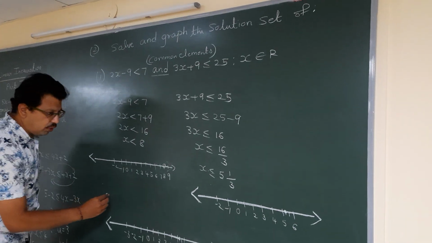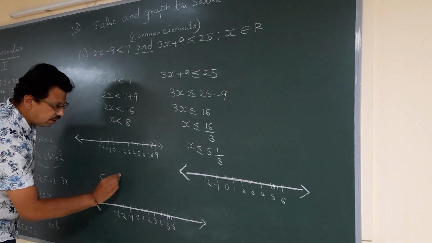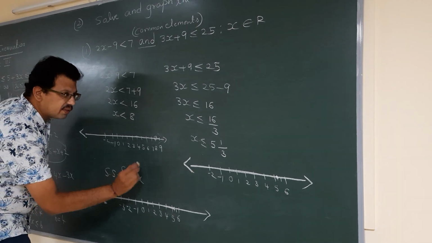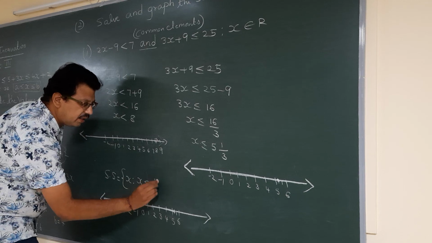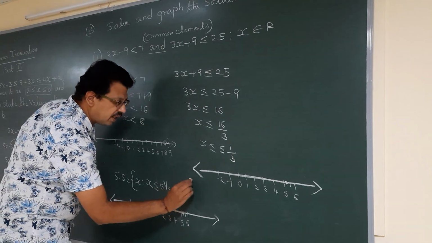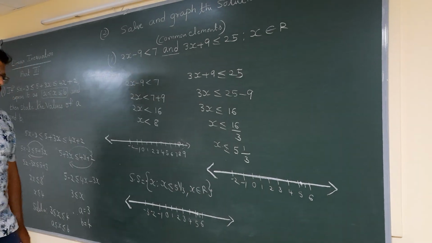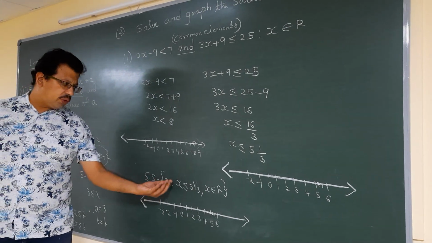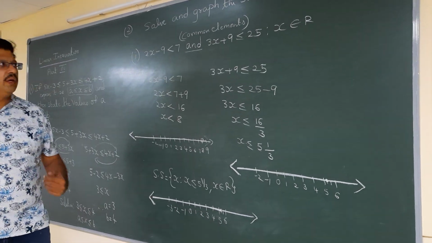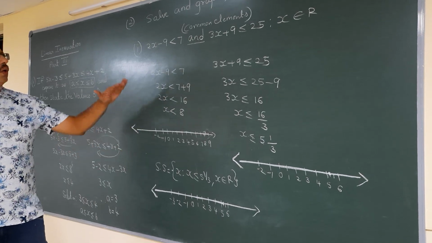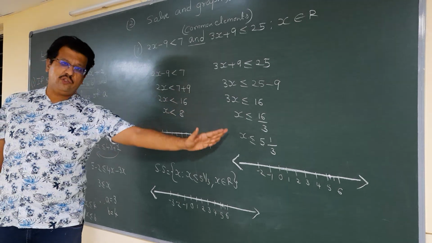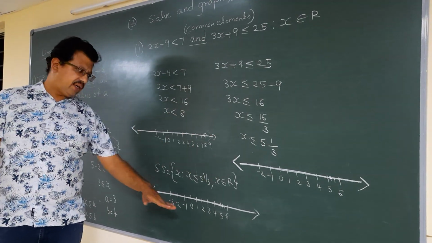So if you also write your solution set, it's better. Solution set: x such that x is less than or equal to 5 1/3, x belongs to real numbers. So this is the solution set. You should know that x such that x is less than or equal to 5 1/3, x belongs to real numbers. So this is how we need to solve this problem, children. I think it's clear to you. First you should solve these two, write the two number lines, and then you can write the third number line.